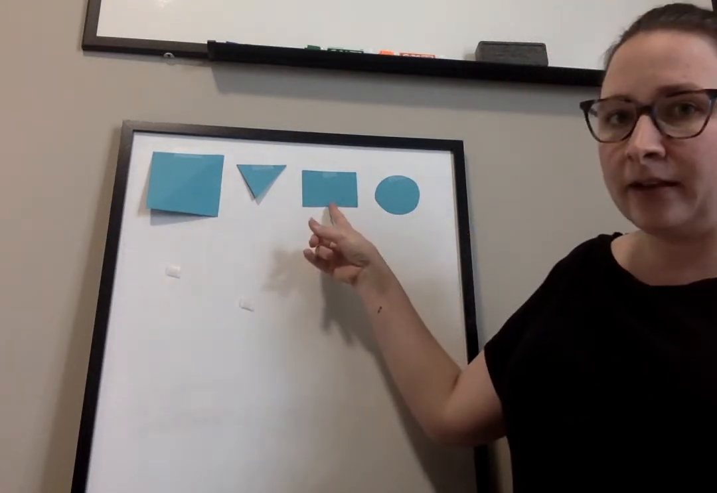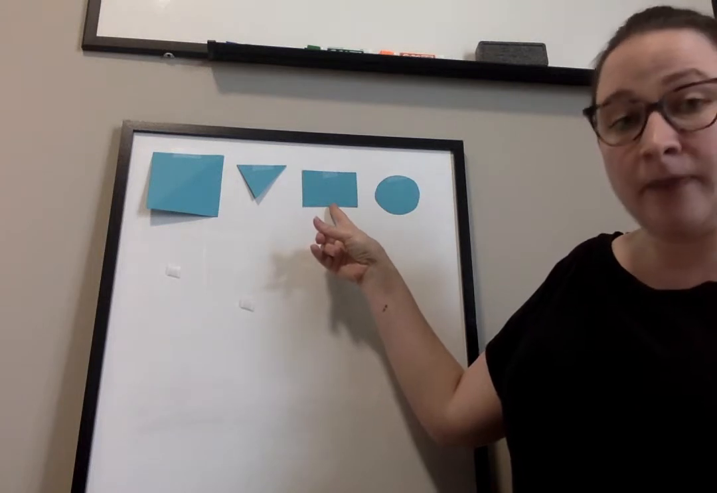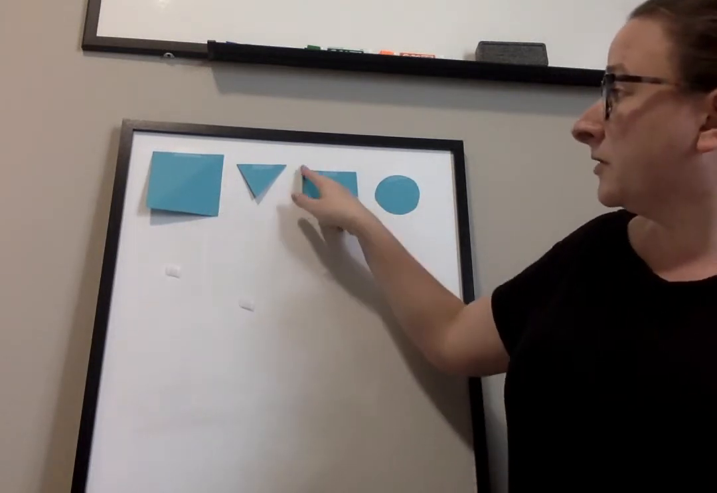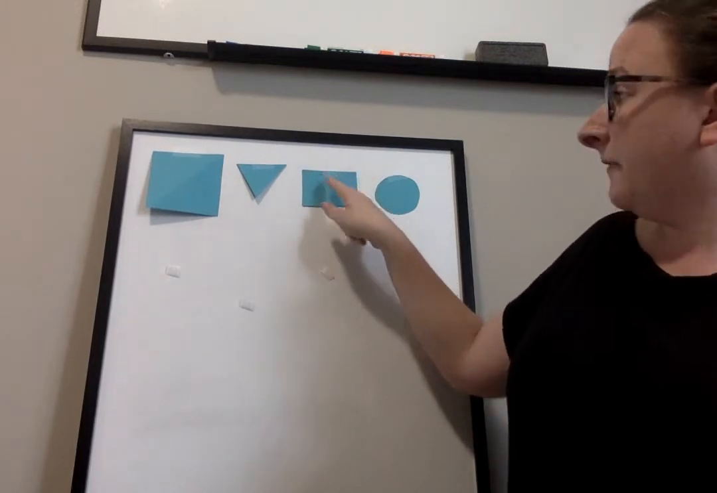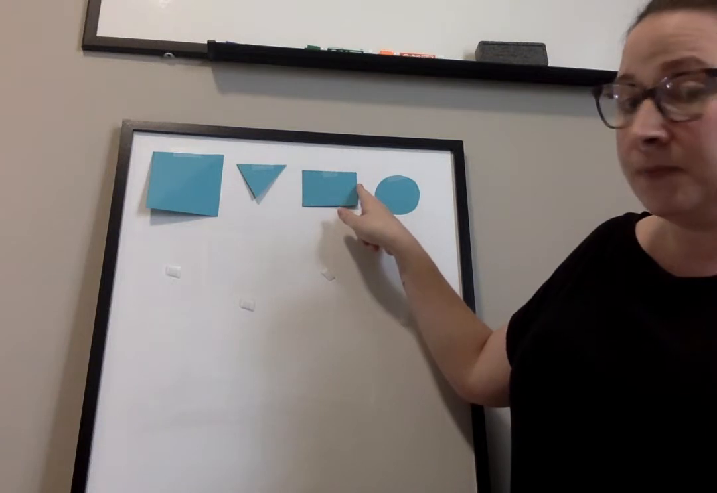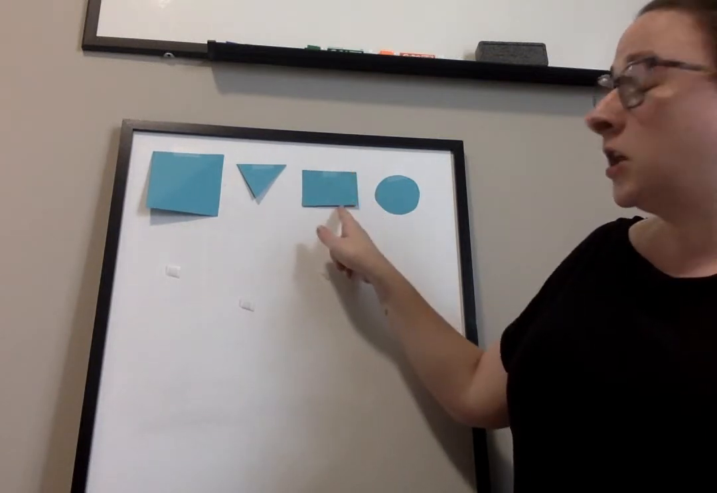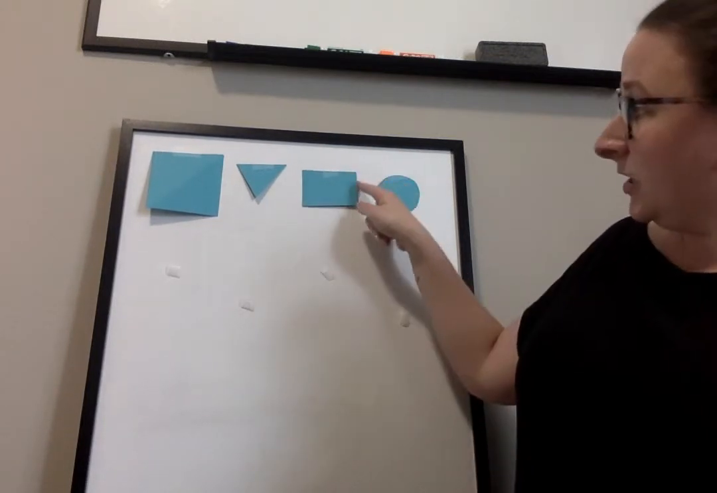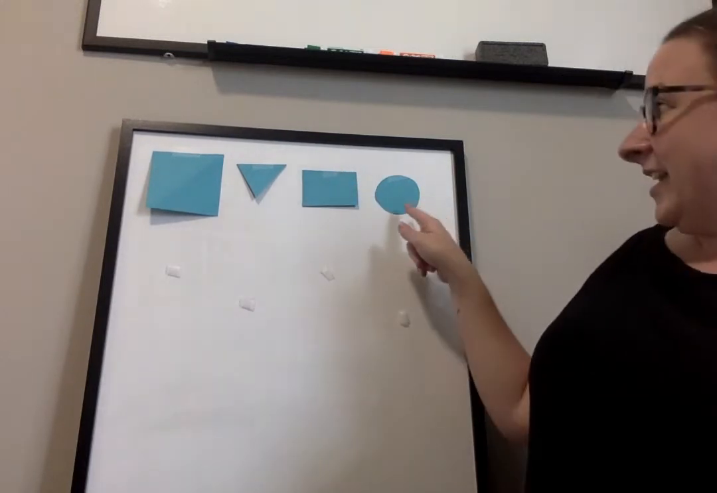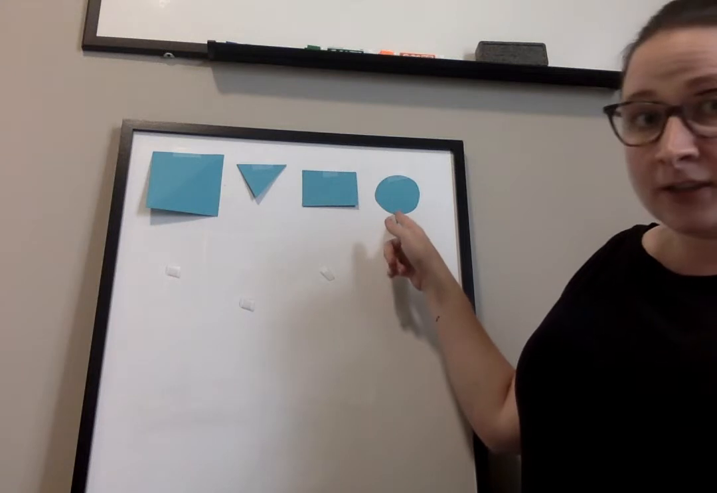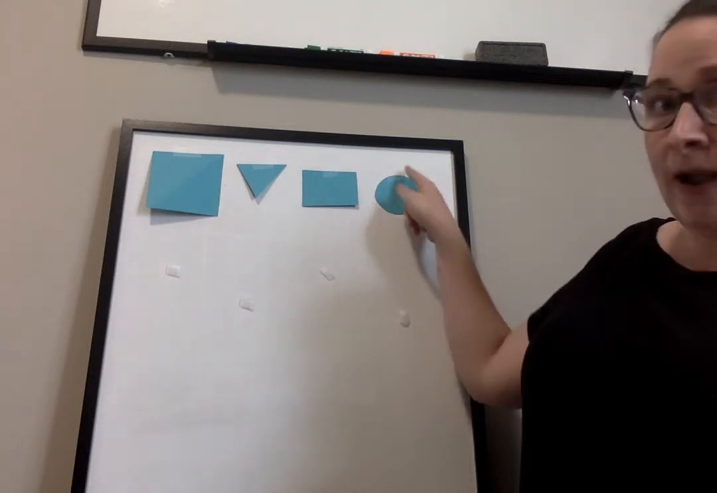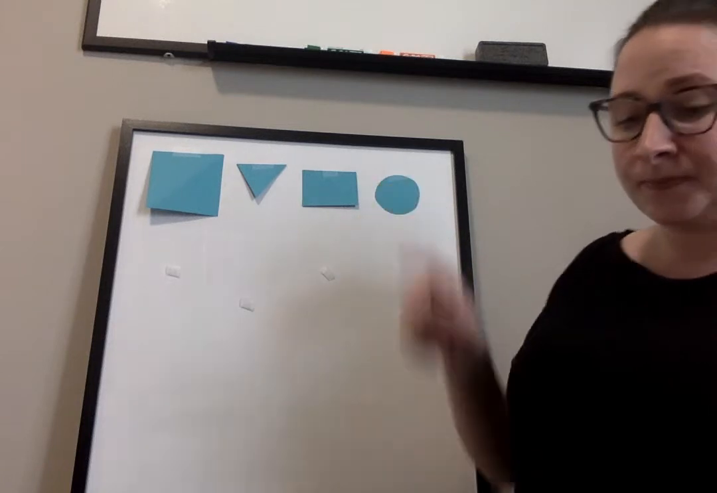Now this one is a rectangle. A rectangle is kind of like a square. It has 4 corners or 4 vertices and 4 sides, but a rectangle has 2 long sides and 2 short sides, okay? And a circle does not have any corners. It just goes around, no corners at all.